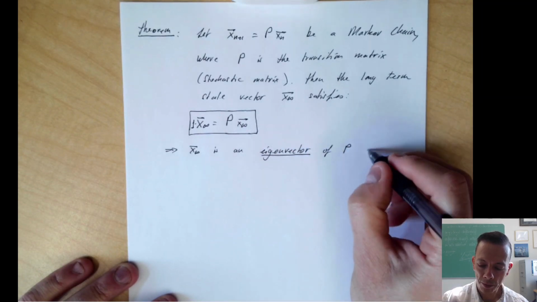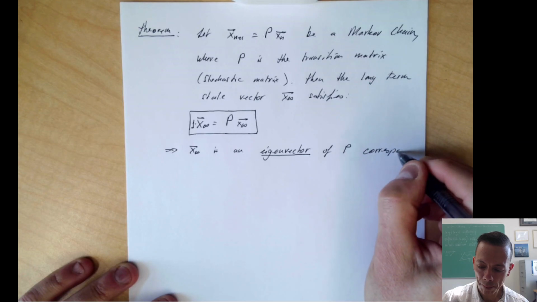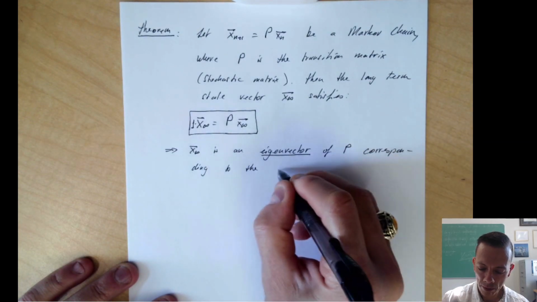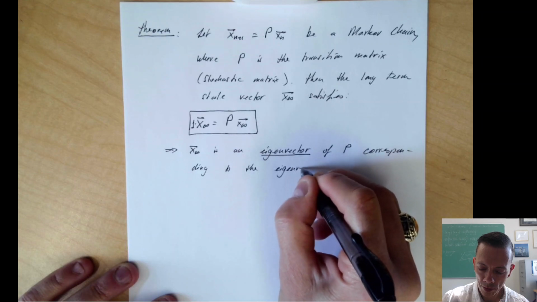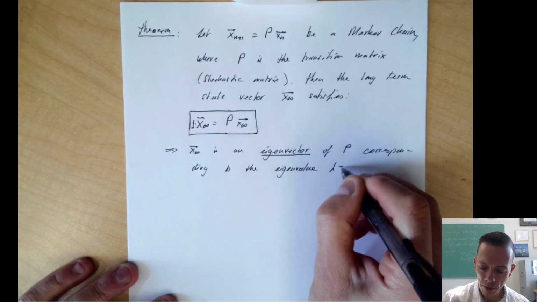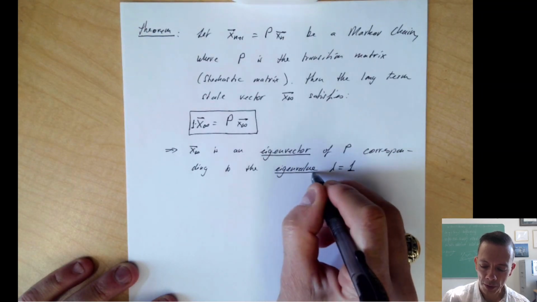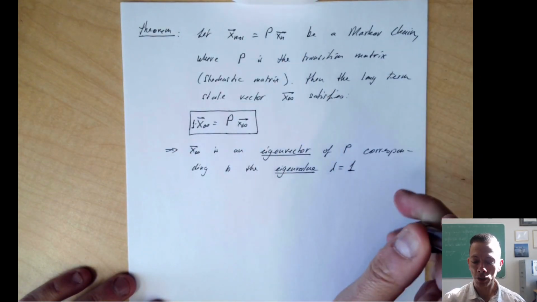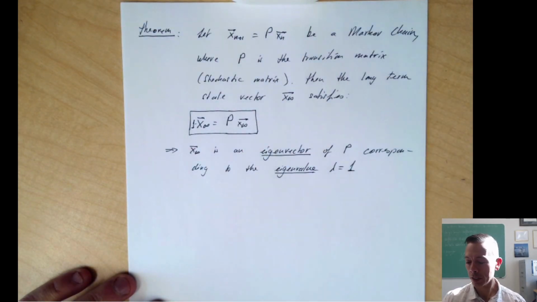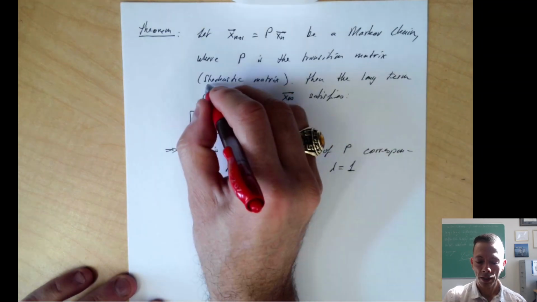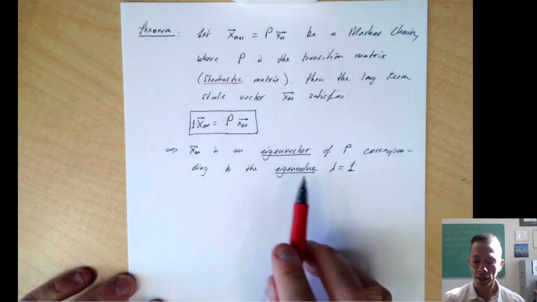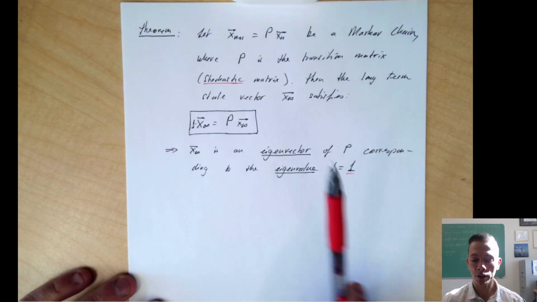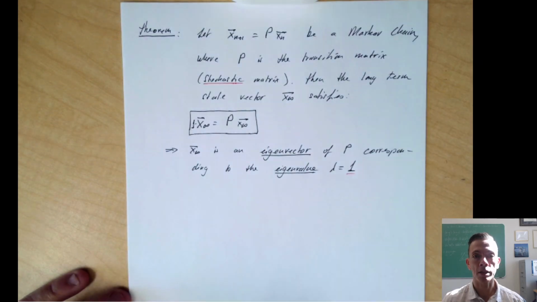Eigenvector of P corresponding to the eigenvalue 1. So if you have a Markov chain, the transition matrix, because of its property of being stochastic, also has the property that at least one of its eigenvalues will be equal to 1, and the corresponding eigenvector will be the long-term steady-state vector of the Markov chain.